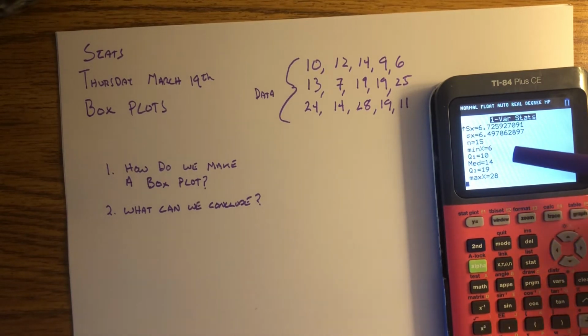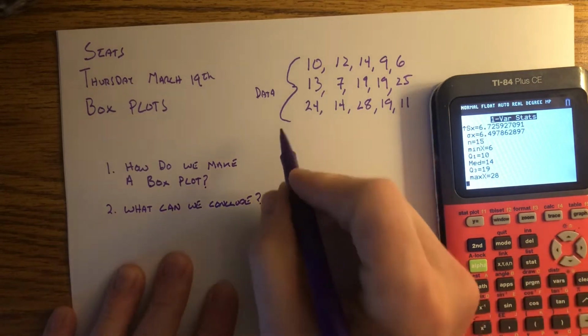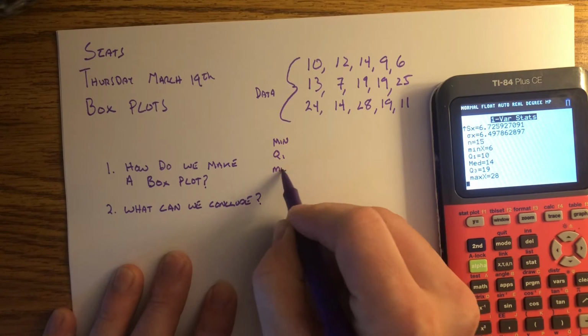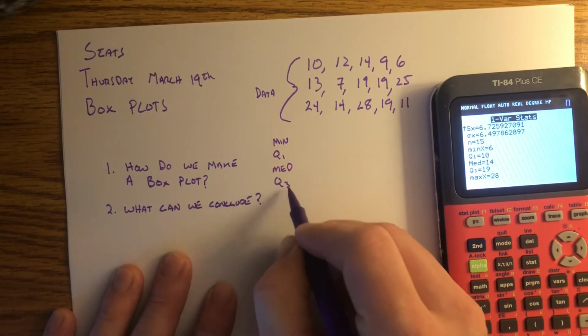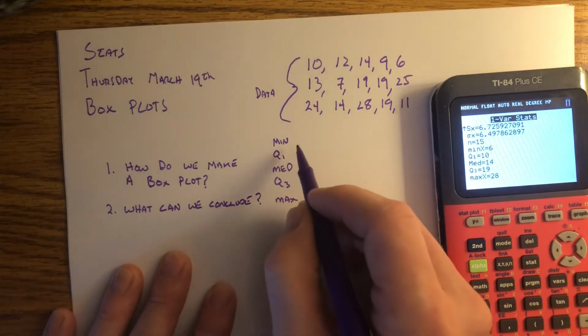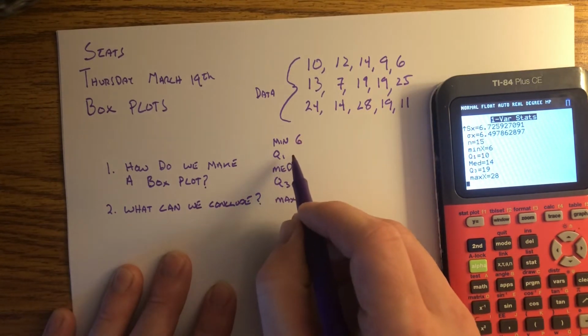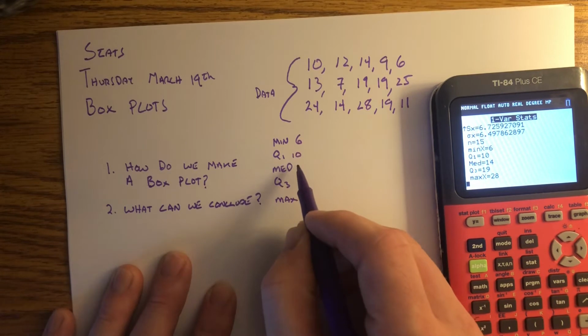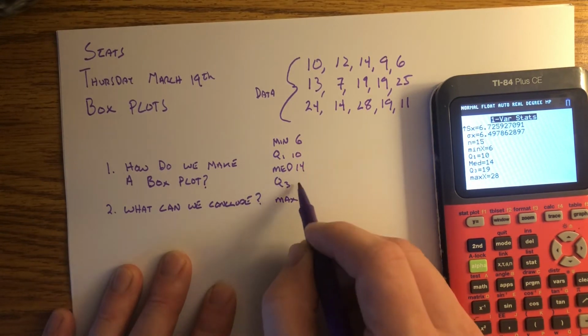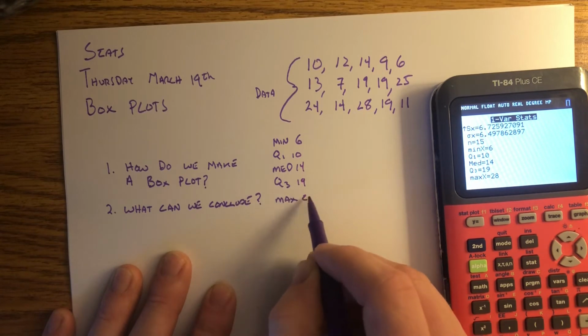empirical rule tomorrow. To make a box plot, you need these 1, 2, 3, 4, 5. So this is your 5-number summary. The 5-number summary here is your min, your Q1, your median, your Q3, and your max. So my min here is going to be 6. My Q1 is going to be 10. Median, which means middle, is 14, 19, and 28.